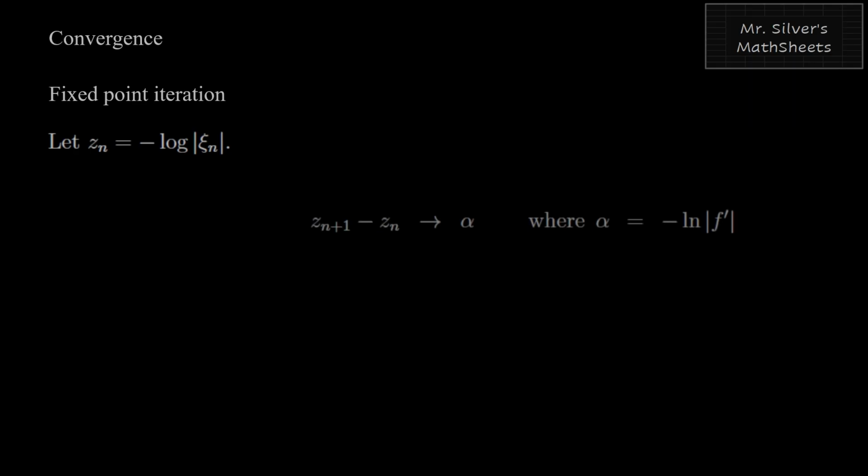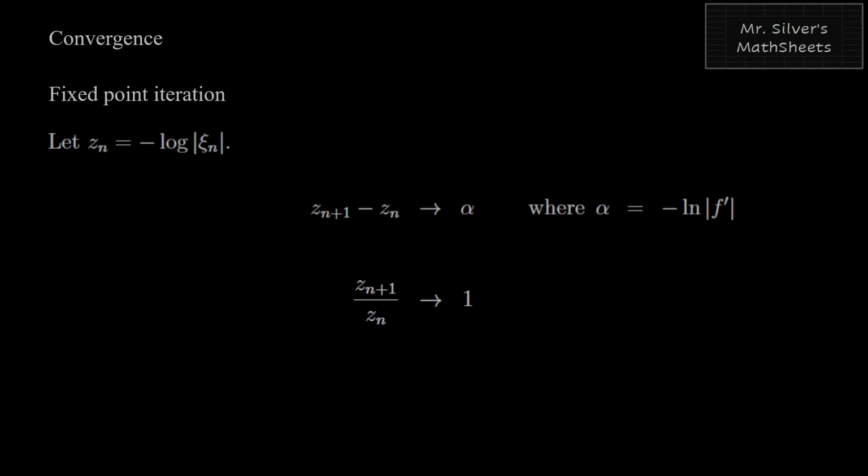So taking logs, we can find a pattern in the log of the error terms. The ratio goes to 1. That means it's linear convergence. And the log of xi of n plus k is roughly equal to k times alpha plus the log of xi of n. So you can predict how long it will take to get the desired precision.